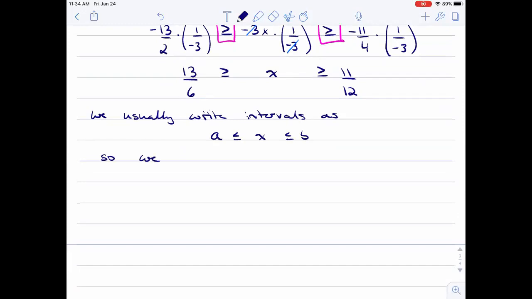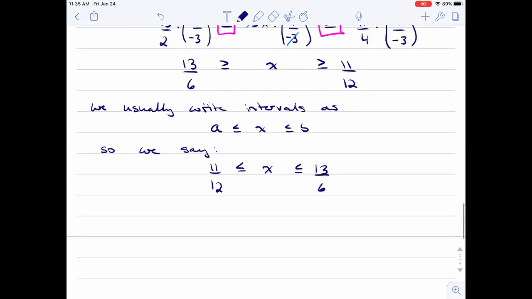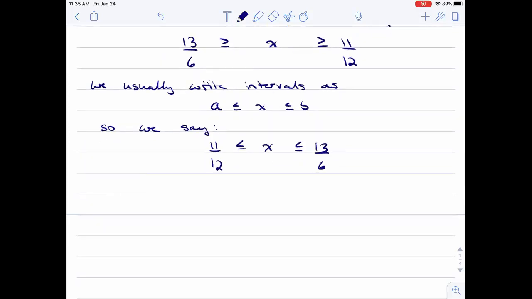So we say that in our case, x is less than or equal to 13 over 6, and greater than or equal to 11 over 12. In interval notation, if we had to convert this, we've got square brackets, because it's less than or equal to, greater than or equal to, and so our square brackets would be from 11 over 12 up to 13 over 6.